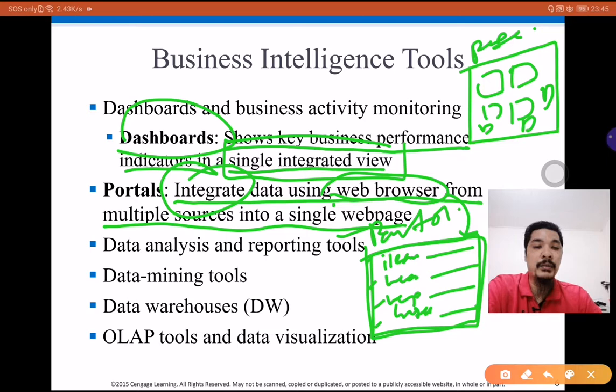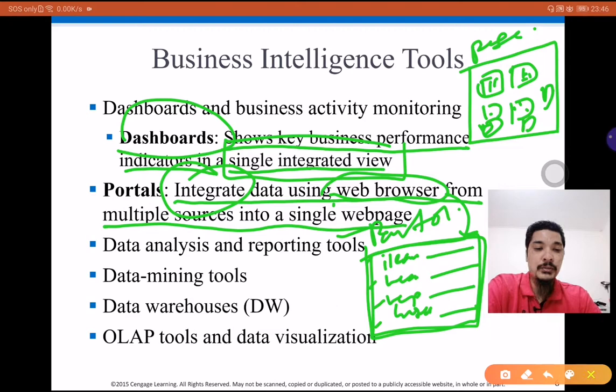Compared to a dashboard, you can see everything here, especially something like a graph, graphicals, like the previous one. So we need to visualize the data. Maybe you all can Google dashboard and also portal.